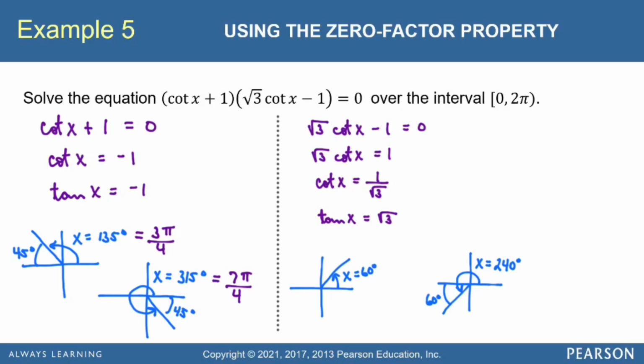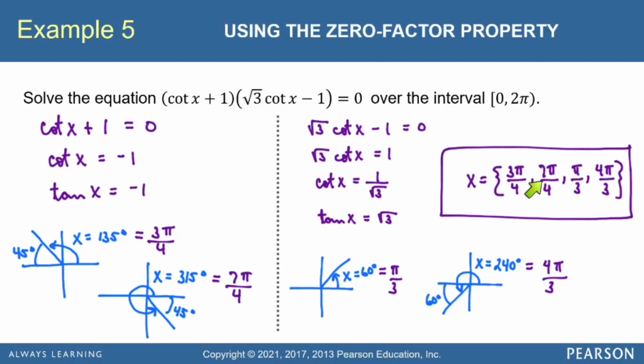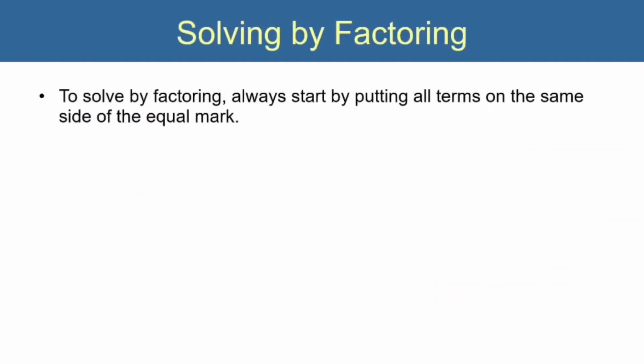It's not as convenient when your reference angle is something else. So for the quadrant 1 angle, we just know that 60 degrees is equal to pi over 3. And for the quadrant 3 angle, we know that 240 degrees would be 4 times 60, which is going to be 4 pi over 3. And so our 4 solutions all together are 3 pi over 4, 7 pi over 4, pi over 3, and 4 pi over 3.